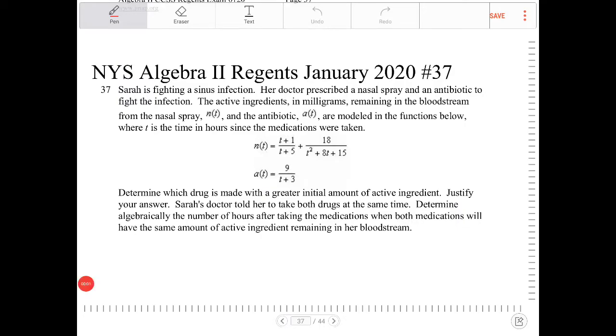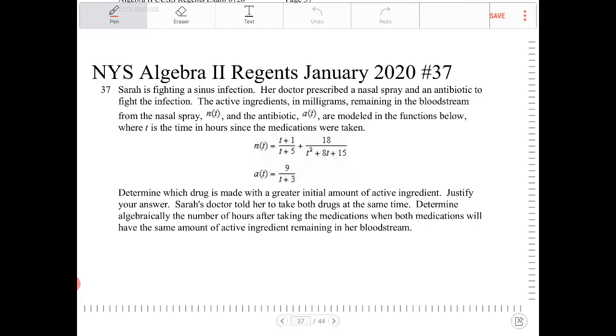Sarah's fighting a sinus infection. Her doctor prescribed a nasal spray and an antibiotic to fight the infection. The active ingredients in milligrams remaining in the bloodstream from the nasal spray N of T and the antibiotic A of T are modeled in the functions below, where T is time in hours since the medications were taken. Determine which drug is made with a greater initial amount of active ingredients.